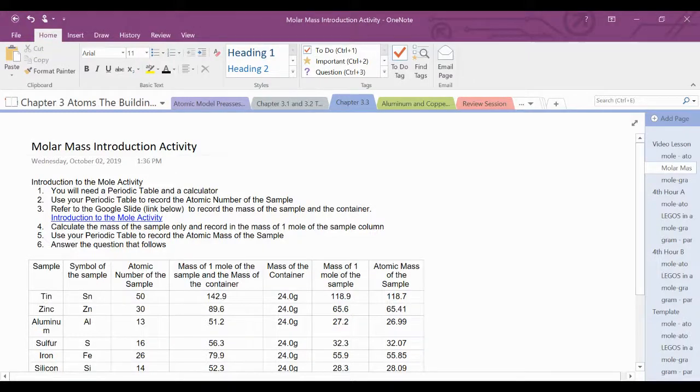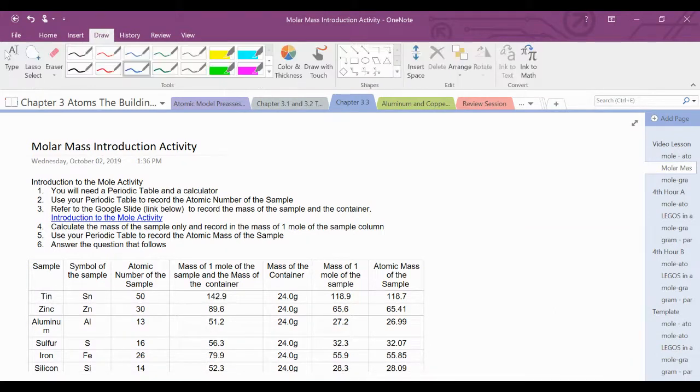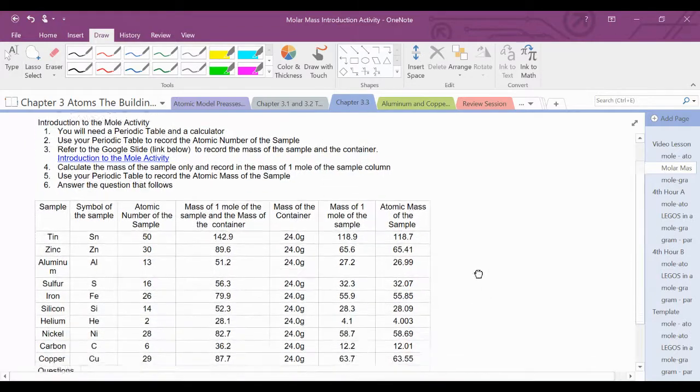Today we're going to look at some mole to gram conversion problems. Before we do that, I want to go over the molar mass introduction activity that you had and just talk about that a little bit.